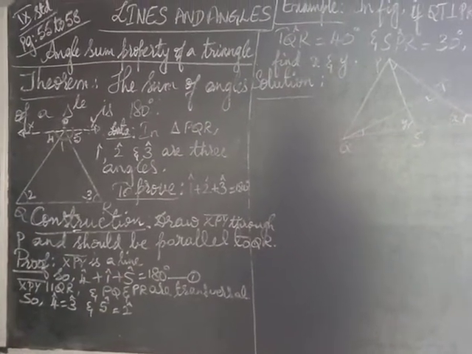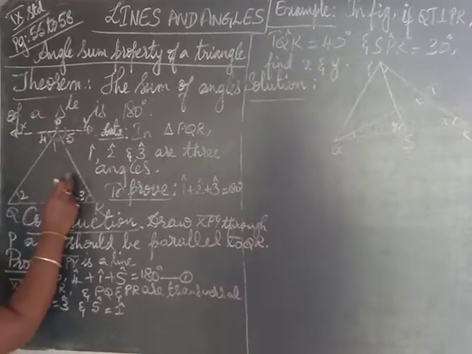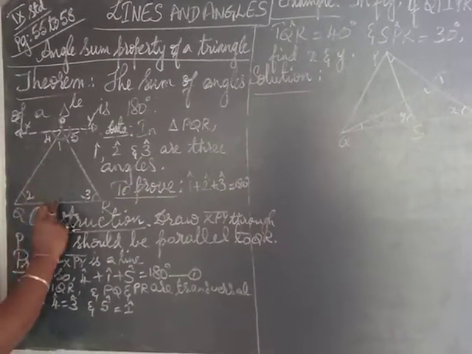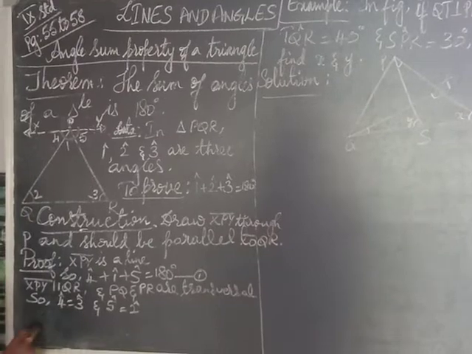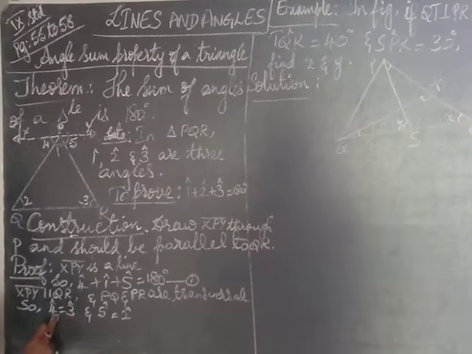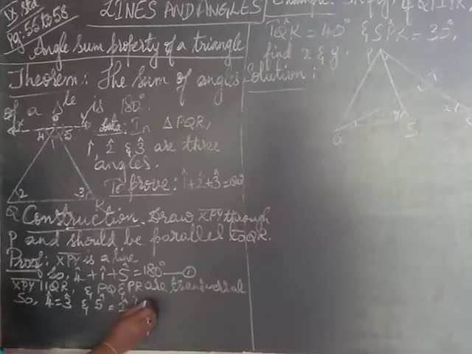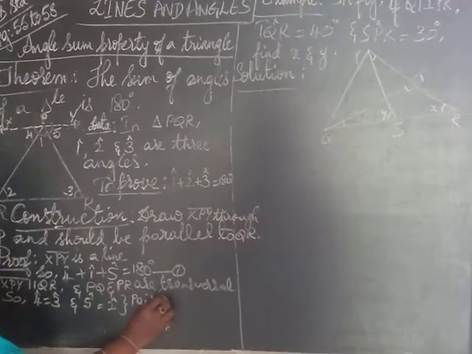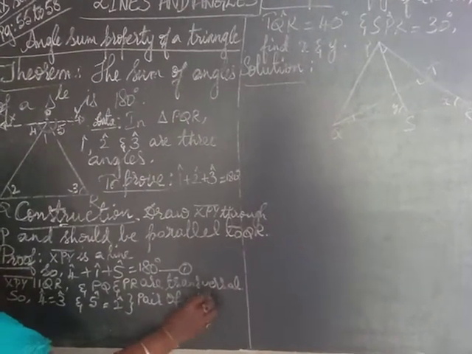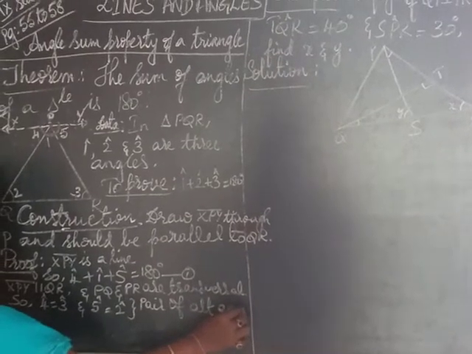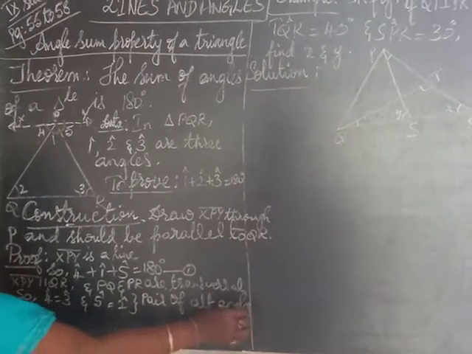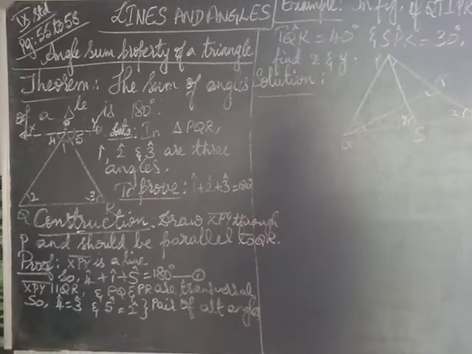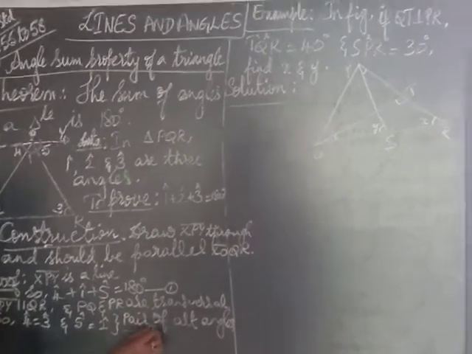So here, these two are transversals and these two lines are parallel. Therefore these angles are equal. How are they? A pair of alternate angles. Okay, children. Now let us call this as 2.